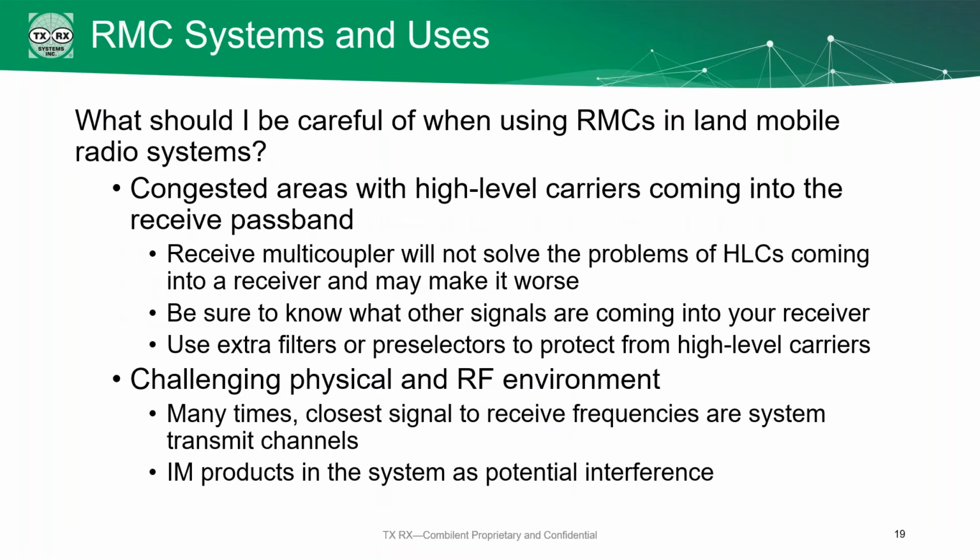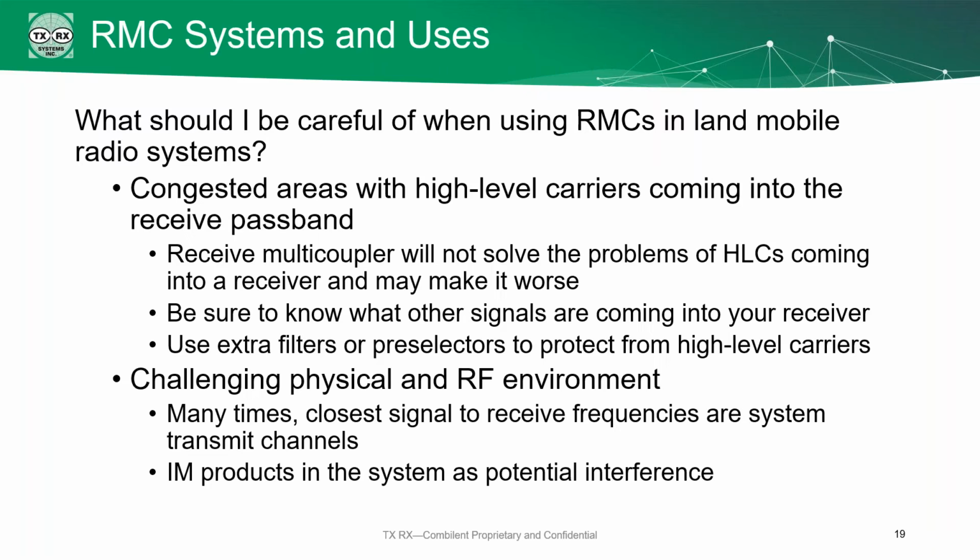So what are some considerations when we're using receive multicouplers in your system? Well, the first that we mentioned earlier was congested areas with a lot of other high-level carriers coming into that receive passband. If you know that there's another high-level signal coming in, you might need to isolate for it. Your receive multicoupler will not do this on its own. So you're going to need some sort of signal selector of some kind. A filter is usually the easiest way.